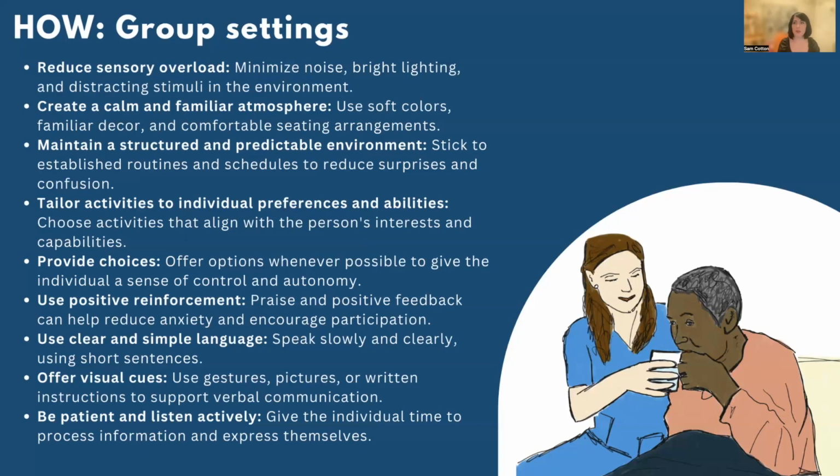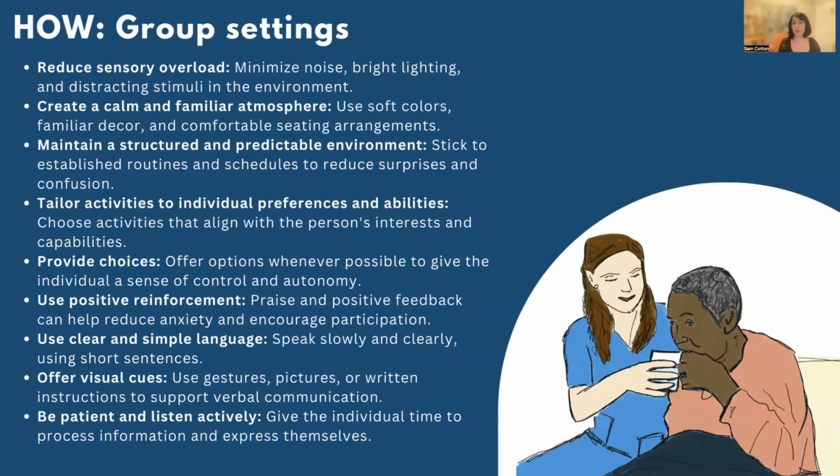We really want to focus on using positive reinforcement. When things are going really well with the individual, communicate that to them in very short, simple, and concise language. That can be really helpful, and it can also reduce the anxiety they might be feeling and encourage them to participate in the event.